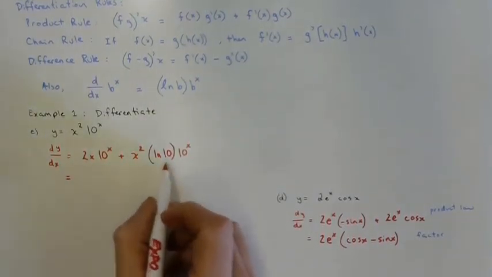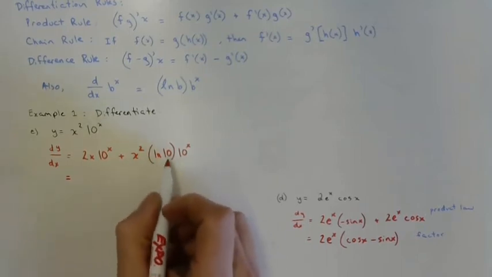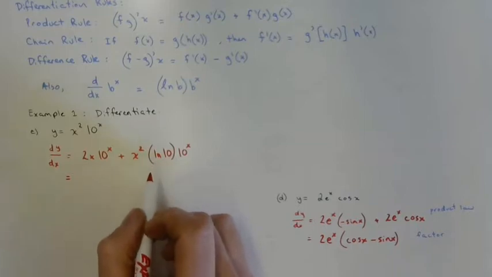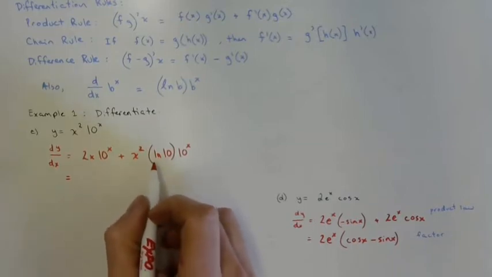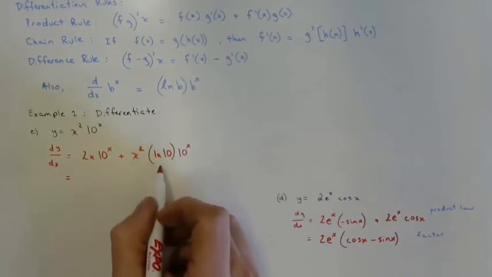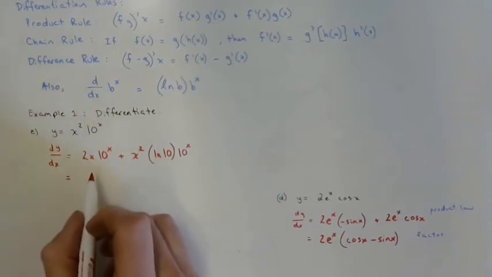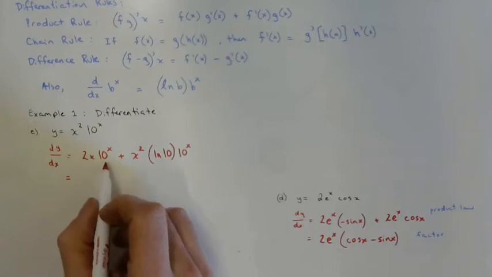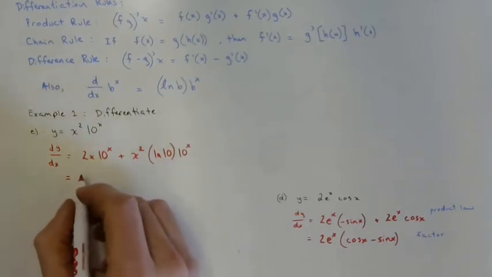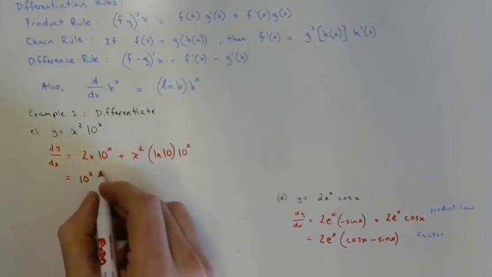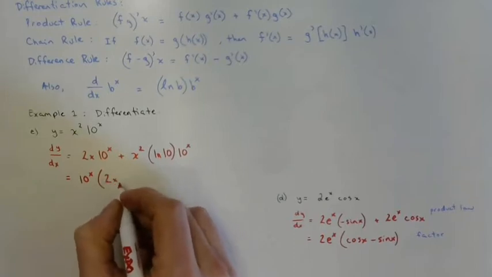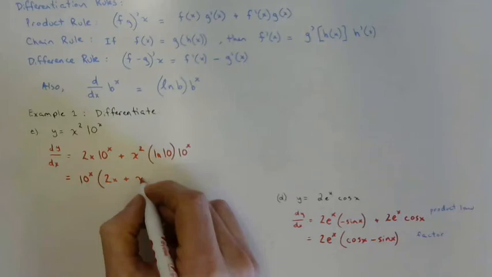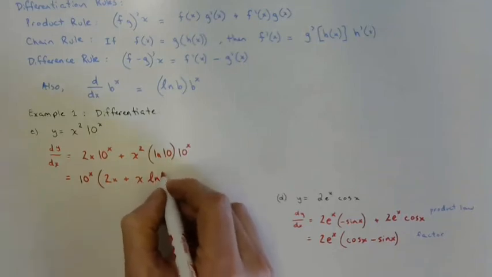And we're going to keep exact values, so I'm not going to calculate out this natural log of 10. We're going to leave it as the natural log of 10, just so that we're remembering it's the log of 10 with a base of e. And then we're going to notice that we have common factors here, so we're going to factor out 10 to the power of x, which is going to leave us with 2x plus x ln 10.